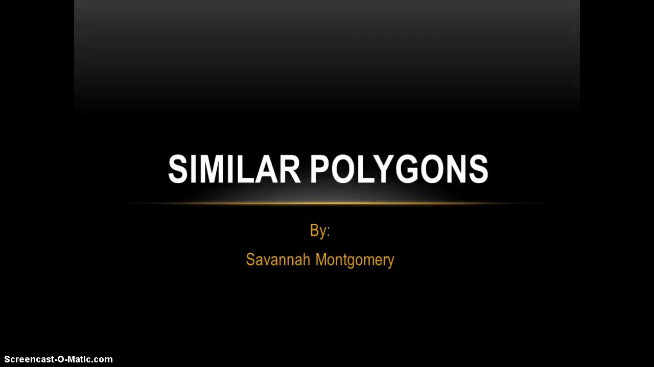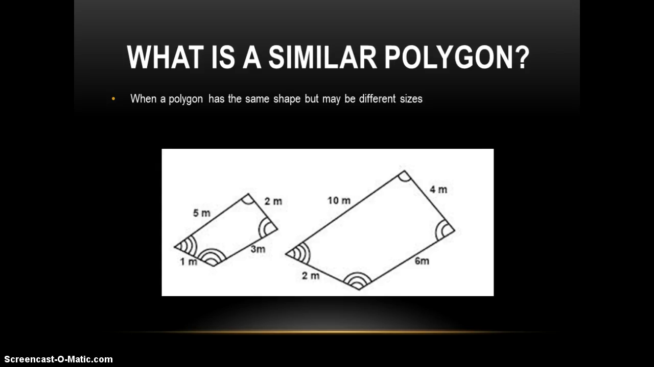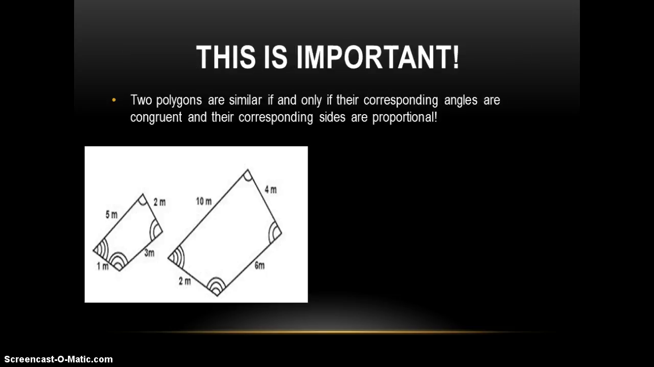Okay, this PowerPoint is going to be on similar polygons. What is a similar polygon? When a polygon has the same shape but may be different sizes. This is important. Two polygons are similar if and only if their corresponding angles are congruent and their corresponding sides are proportional.